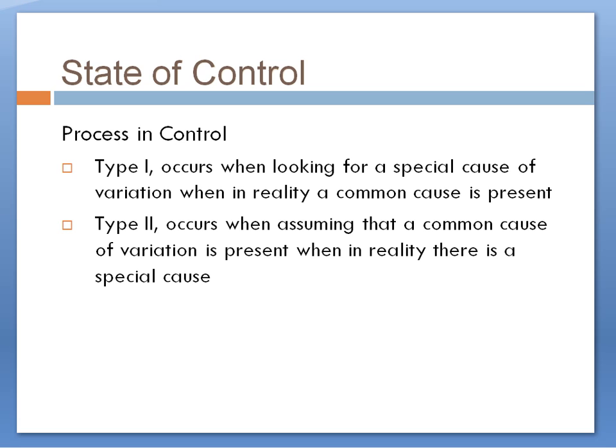So, there are two types of error. Type 1 occurs when looking for those special causes of variation, when in reality we only have common causes of variation. So in this case, we don't have to apply corrective actions because it is something that we can predict. The type 2 error will occur when assuming that you only have those common causes of variation, but in reality you have special causes of variation.